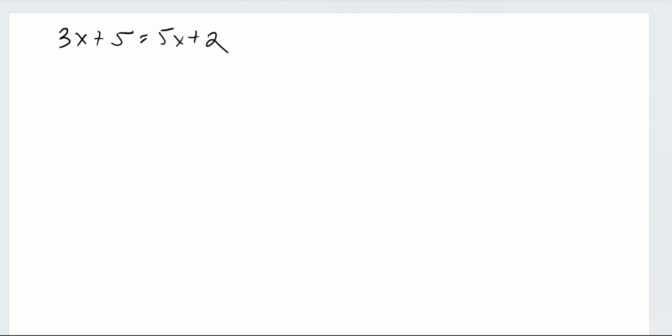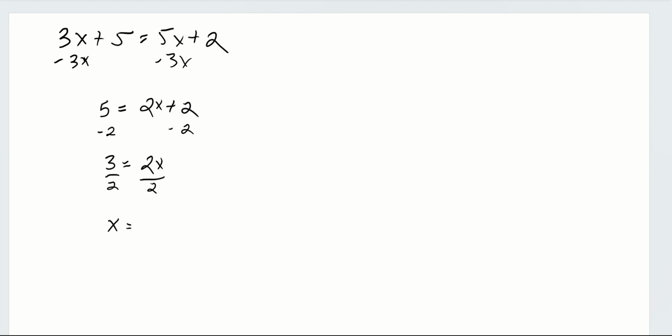I'm just going to quickly solve for x here. So I'm going to subtract 3x on both sides. And I get 5 is equal to 2x plus 2. I'm going to subtract 2 on both sides. And I end up getting 3 is equal to 2x. I'm going to divide by 2 on both sides. And I end up getting x is equal to 3/2.